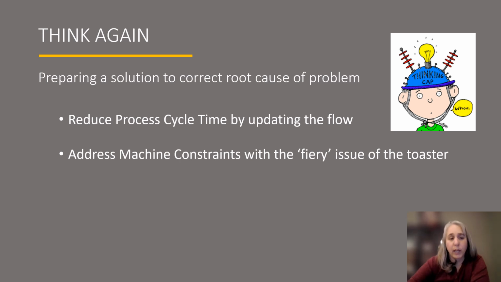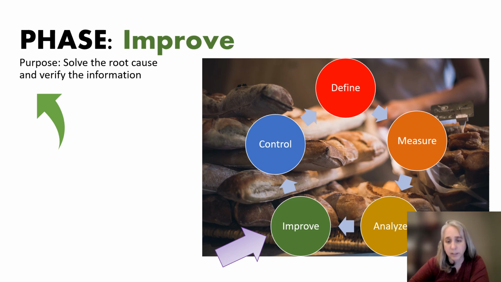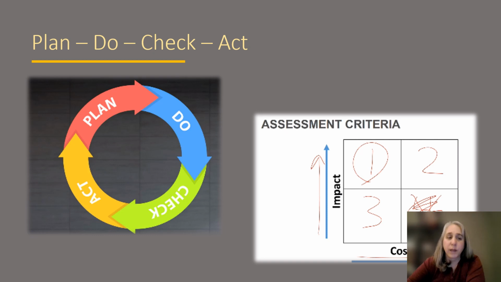And at this point, I paused to come back to write my goal of preparing a solution to correct our problems. And I'm also looking at reducing that process cycle time and addressing the machine constraints such as the toaster. This brings me to the fourth phase of improve, with the purpose of solving the root cause and verifying the information. In this phase, I'm using the Plan, Do, Check, Act.